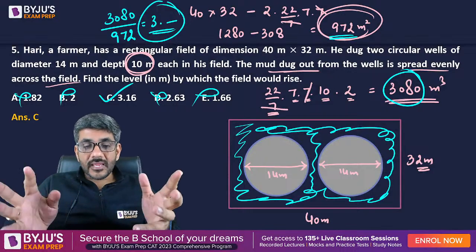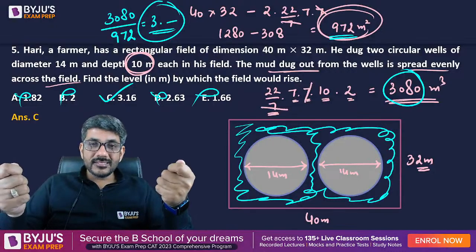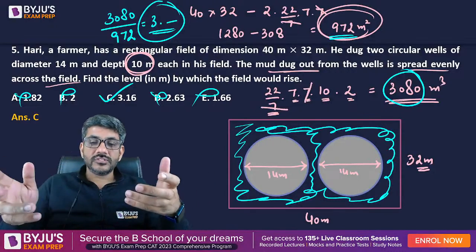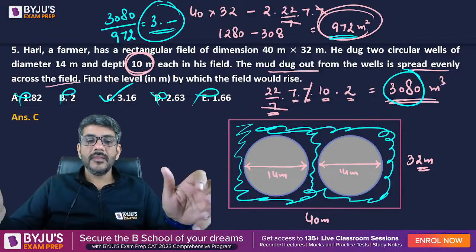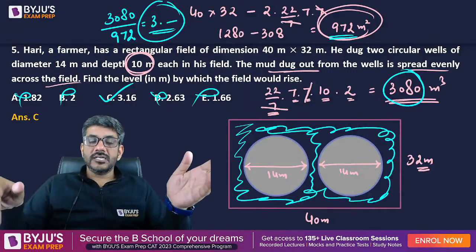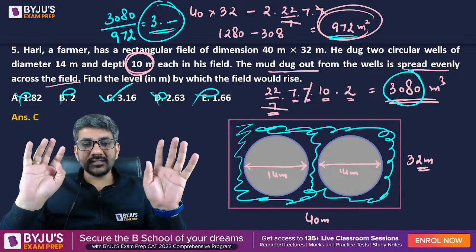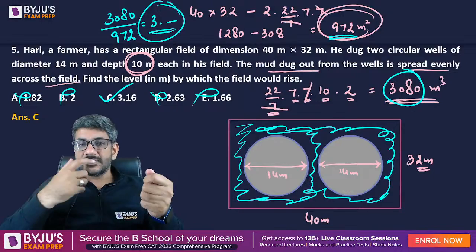So सबसे पहले हमने क्या किया? We took the volume of the mud from the two wells, which is pi r square h. तो दोनों से निकालने के लिए 2 pi r square h हुआ. Then we find out the remaining area of the field. So area of the field was 32 into 40. उसमें से subtract कर दिया ऊपर का pi r square for the two wells. In that, the remaining area was 972.